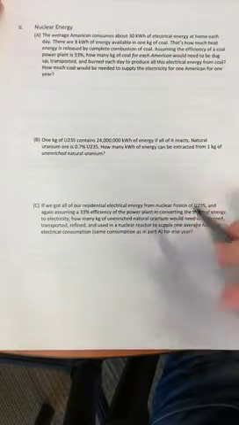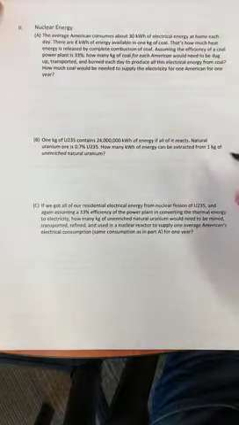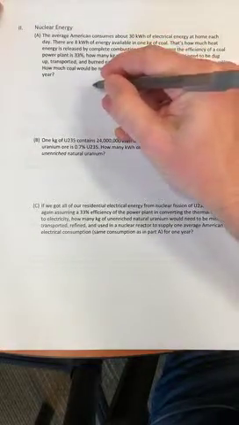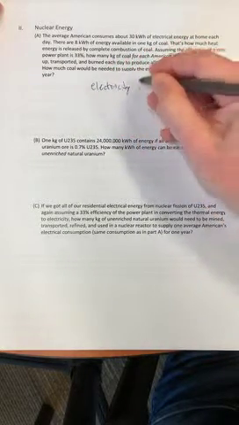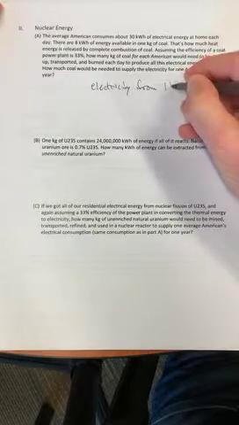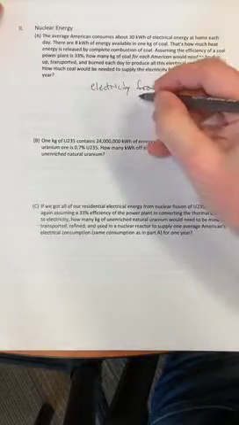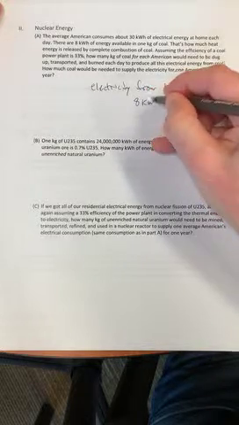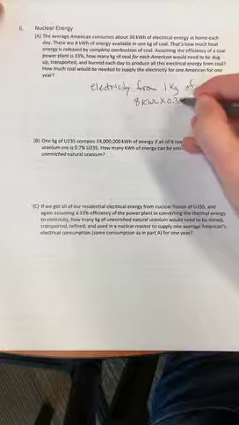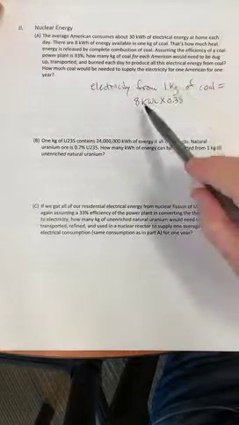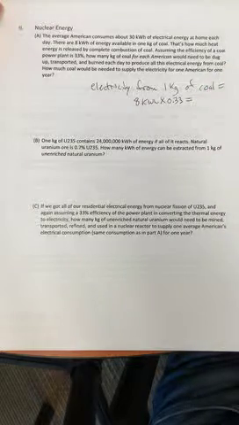One way would be to say, okay, how much energy do I actually get from a kilogram of coal? So the electricity from 1 kilogram of coal is going to be equal to 8 kilowatt hours times 0.33. Only 33% of that 8 kilowatt hours is actually converted into electricity.